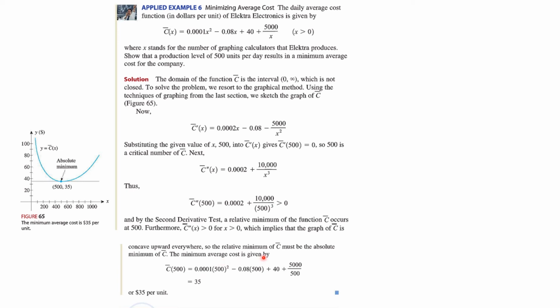Now the minimum average cost is found by taking that number of 500 and plugging it back into the equation, and we find out that $35 per unit is the minimum average cost. And you can see what happens here. The average cost, it costs you a lot to make just a few. It goes down, but then it starts costing you more and more. So the minimum happens at 500, 35.